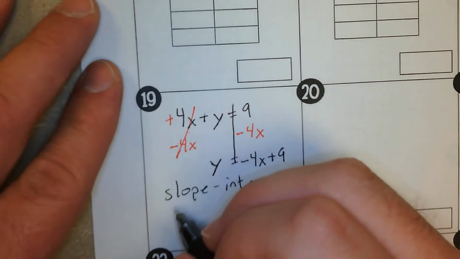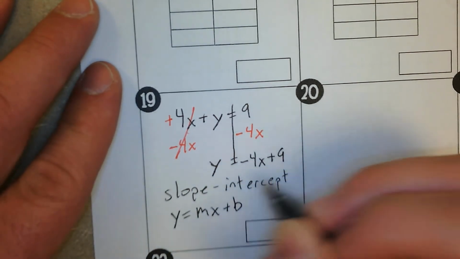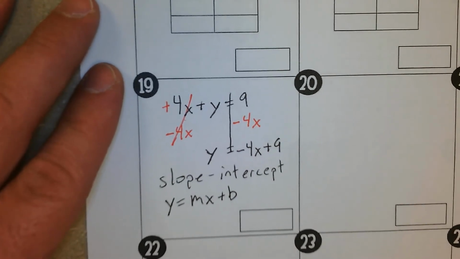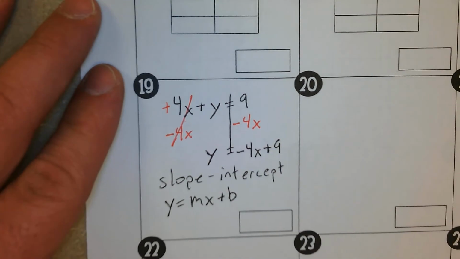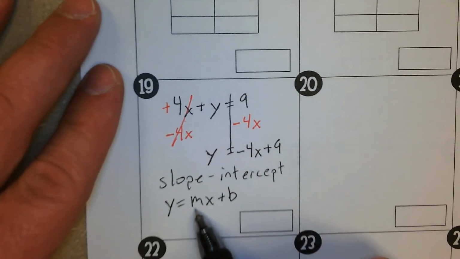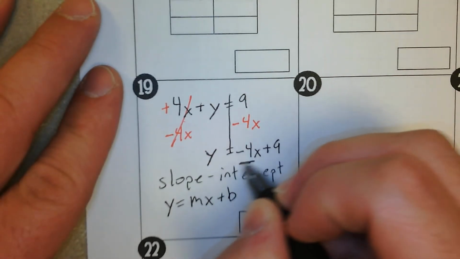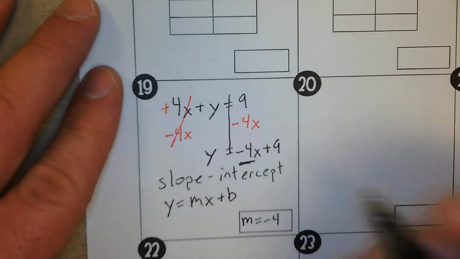And slope-intercept form is written as y equals mx plus b. I'm going to go over later on exactly what all those mean. But all you need to know here is how to do this process. And you need to understand, how do I find the slope? Well, where's the m? The m is in front of the x. So my slope is always going to be the number in front of x. So in this case, my slope is negative 4.